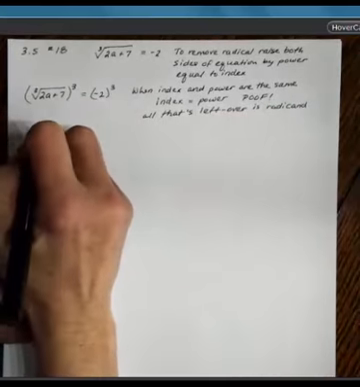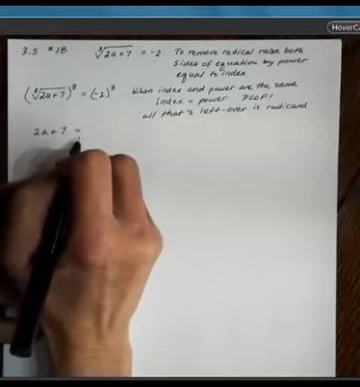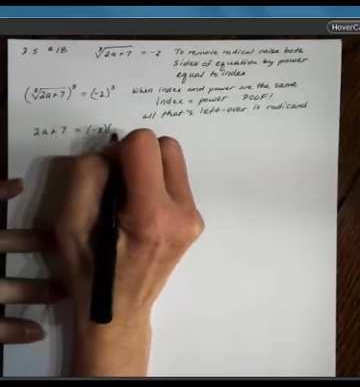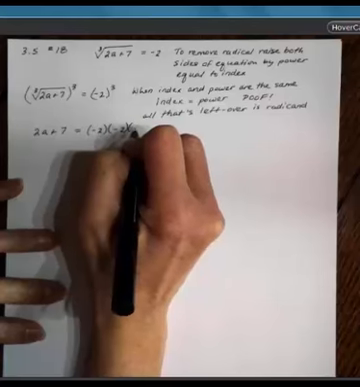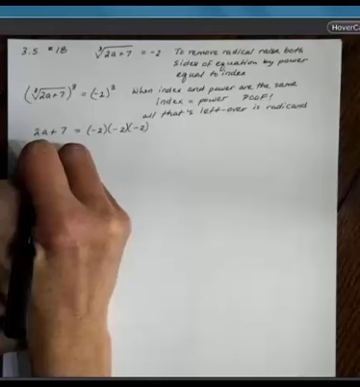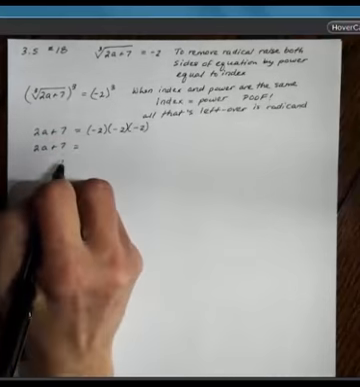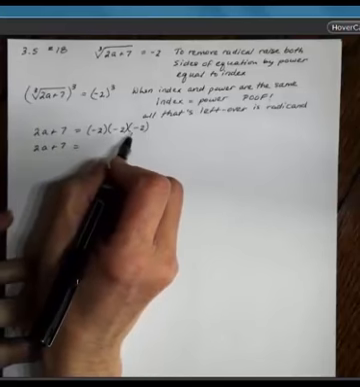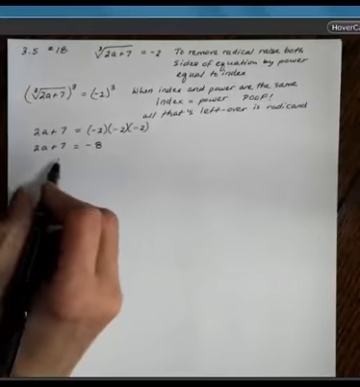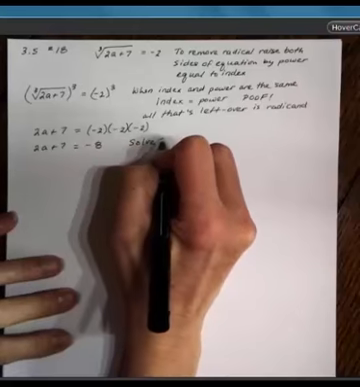So on the left side, we're left with 2a plus 7. On the right side, we need to take negative 2 to the third power. Remember, negative 2 to the third is the same as multiplying negative 2 times negative 2 times negative 2. Simplifying, we end up with 2a plus 7 equals negative 8. And now you're left with a linear equation. So all you need to do is to solve your linear equation.